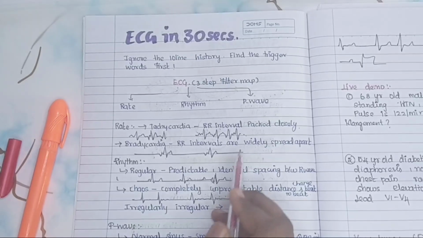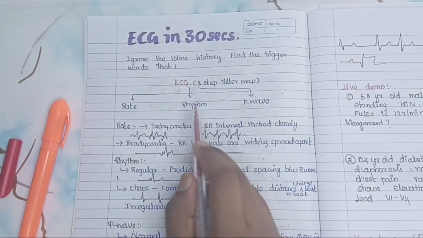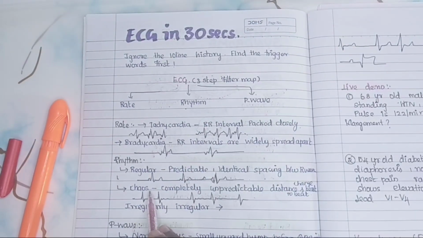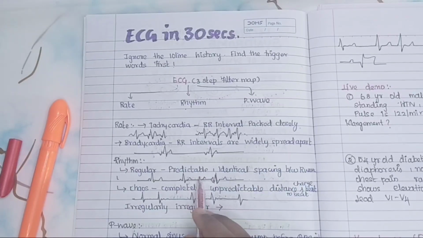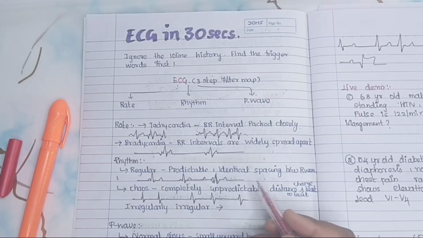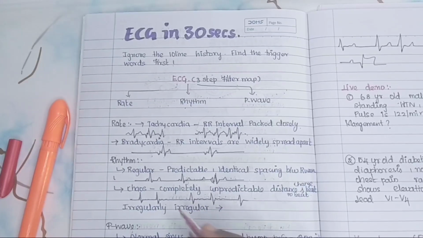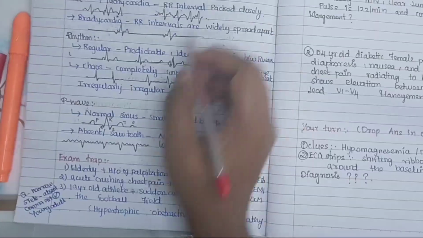Filter number 2. Is it organized or chaos? Look at the spacing between the R waves across the entire strip. Is it predictable? If the distance changes completely randomly from beat to beat, it is irregular. Your brain should immediately scream one diagnosis. I know, atrial fibrillation.